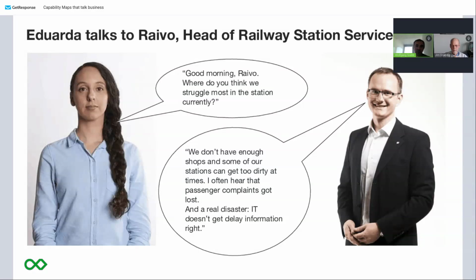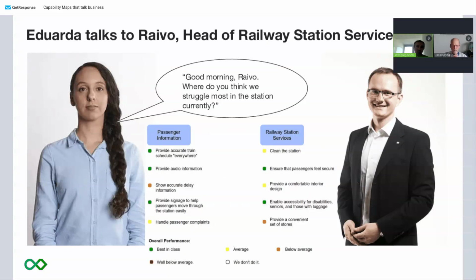The shops are not enough, but maybe they are enough, but maybe that's only an opinion. So when you do the interviews, you will talk to people and they have opinions, of course. But what you can do now, you can use heat mapping techniques. So what she did, she translated what Raivo said into color coding, best in class.